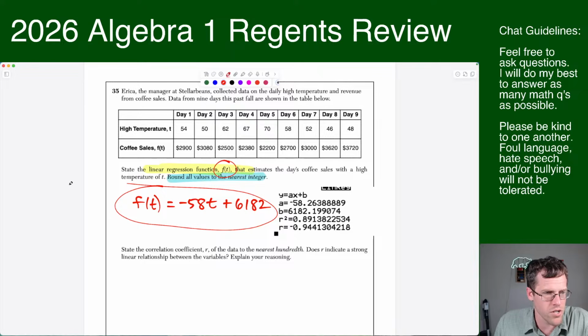Oh, a TI-83, sure, go for it. That's back in my day. If you know how to use it, sure. All right.